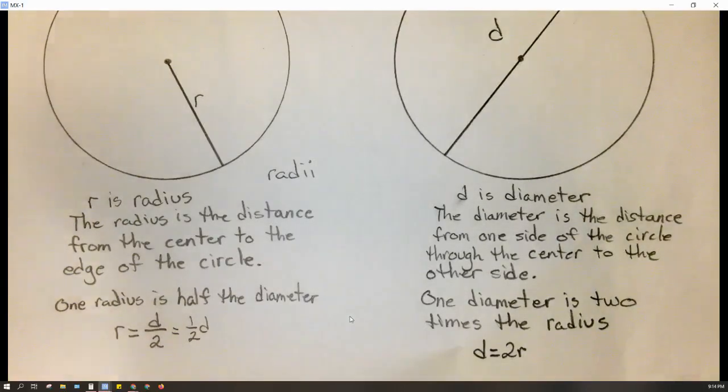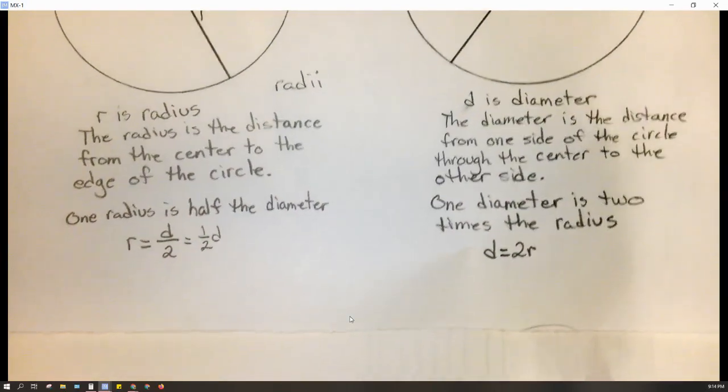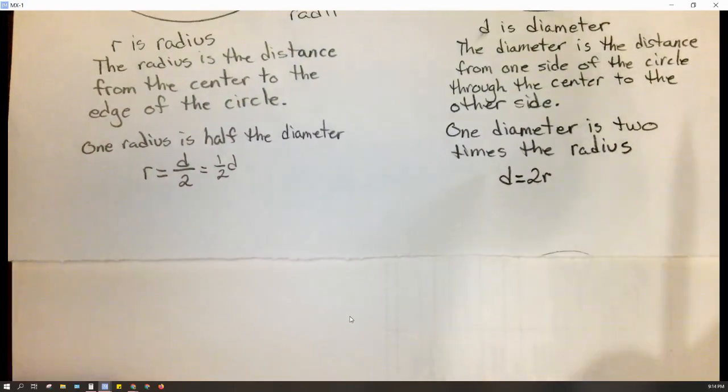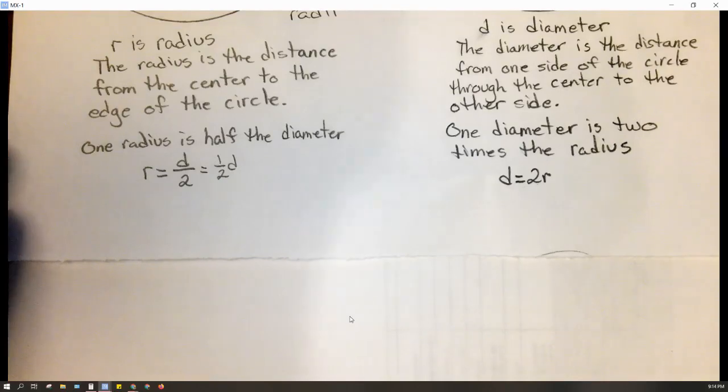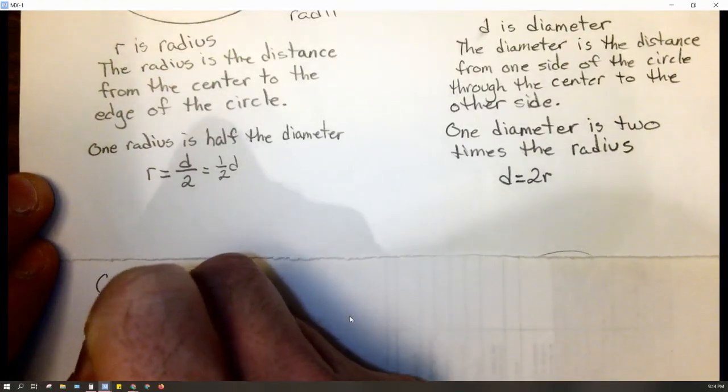Those aren't the formulas, those are the radius and diameter definitions you need. And if you have those, now you're ready for the formulas that you are going to use for these problems. And the formulas you are going to use are for circumference and area. So let's start with circumference first.